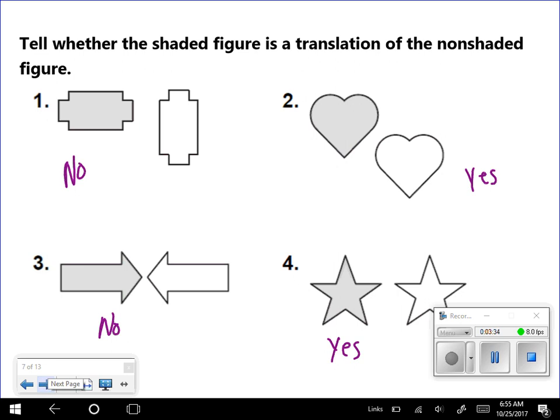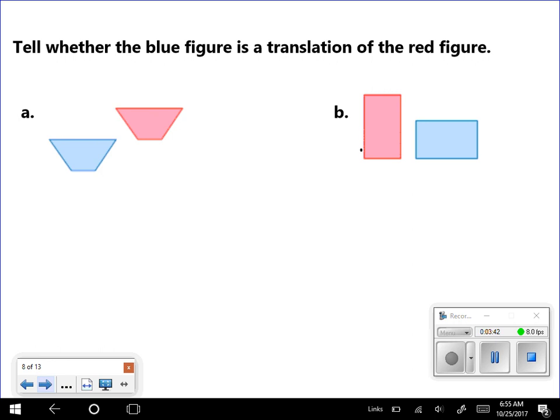Again, you do not need to draw these, just because that would take you a lot of time. No need to draw these either, okay? Tell whether the blue figure is a translation of the red figure. If we took this red figure and we just slid it down and to the left a little bit, we would have the blue figure, so yes, this is a translation. For B, if we took the blue figure, or either or, it doesn't really matter, we would have had to rotate it or turn it for it to be the other. So it can't be a translation.